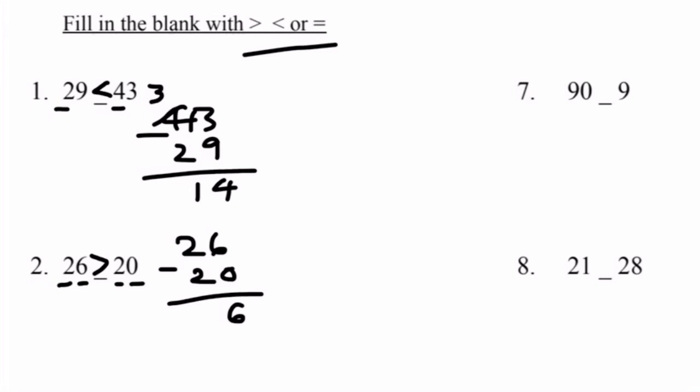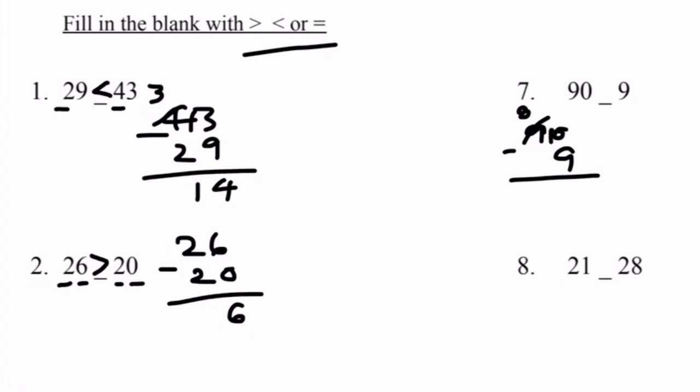Well, it's pretty obvious. We have a 9 in the tens place and then a 0 in the ones place, and we just have a 9 in the ones place. So we automatically know that 90 is greater than 9, but let's double check once more. 90 minus 9. This becomes an 8, this becomes a 10.